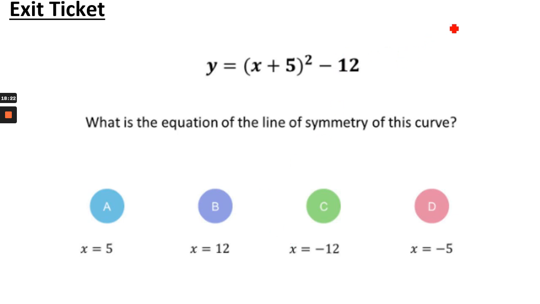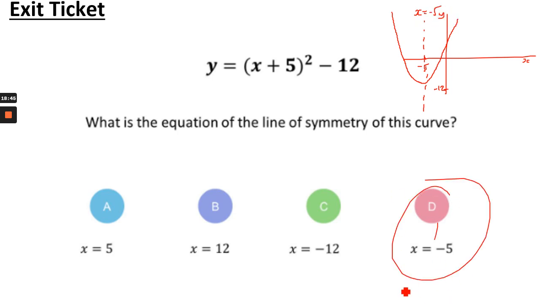Next one. Okay, this one is slightly more outside of the box. So this one, you should get the minimum point is going to be (minus 5, minus 12). So then that's requiring you to have that knowledge. Line of symmetry, the line that goes through minus 5 here, and that's the line where all of the x coordinates are minus 5. So that one is going to be D again.